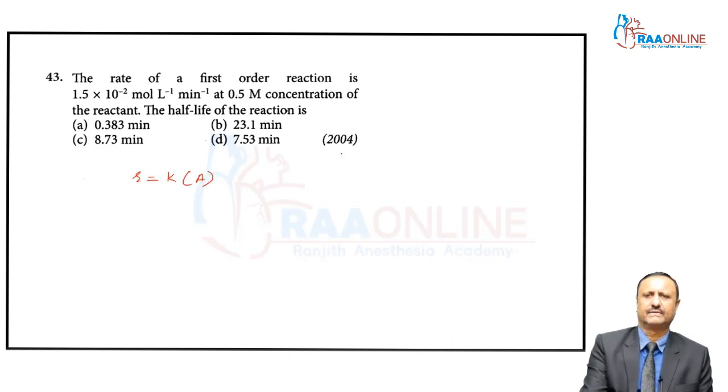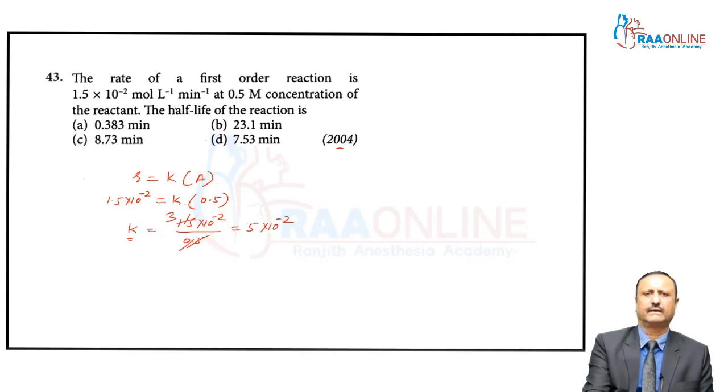This is the same question asked in the 2004 NEET exam. The question is the same, R is equal to K, but the value is different. R is equal to 1.5 into 10 to the power minus 2, so the calculation is there, 0.5. Here you can write K is equal to 1.5 into 10 to the power minus 2 divided by 0.5. Point cancels, 5 3s are 15. You can get K is equal to 5 into 10 to the power minus 2.